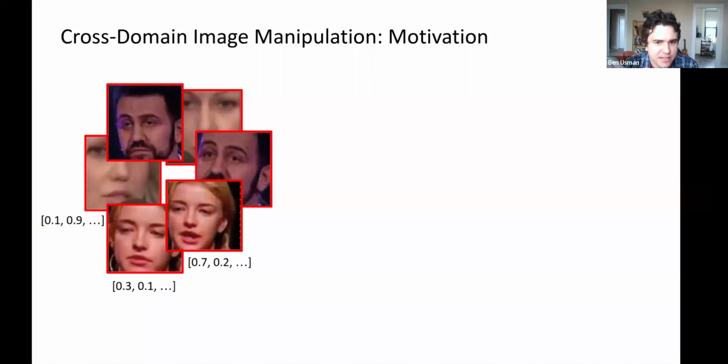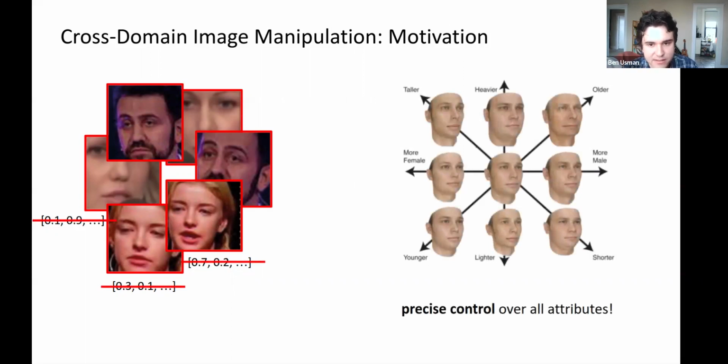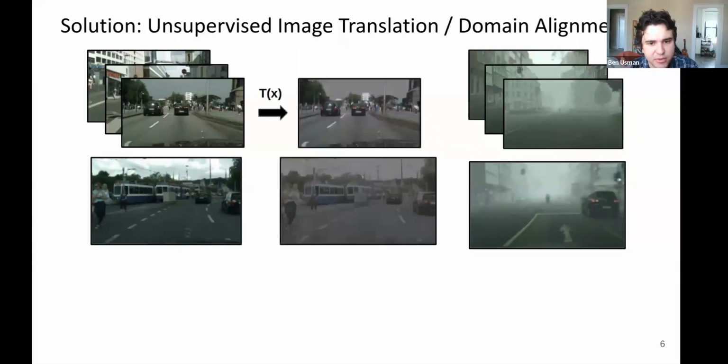So maybe instead of painstakingly annotating each single real image, we could find a similar dataset or a simulation that already has this fine-grained control over individual attributes built in, and somehow transfer this knowledge on how to manipulate individual attributes across these two visually distinct domains. And one way people have been transferring knowledge across visual domains is by performing unsupervised image alignment, meaning finding some mapping T that makes two visual domains more similar.